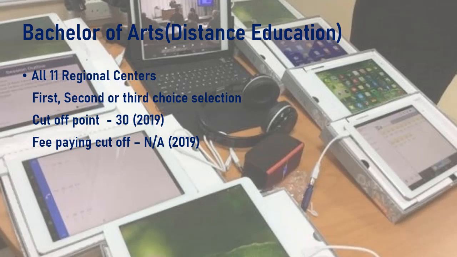So the Bachelor of Arts Distance Education can be located at all the University of Ghana's 11 regional learning centers, and it's preferably a first, second, or third choice selection, and the cutoff point for last academic year was aggregate 30. The cutoff point for fee payment is not applicable for the Bachelor of Arts Distance Education program.